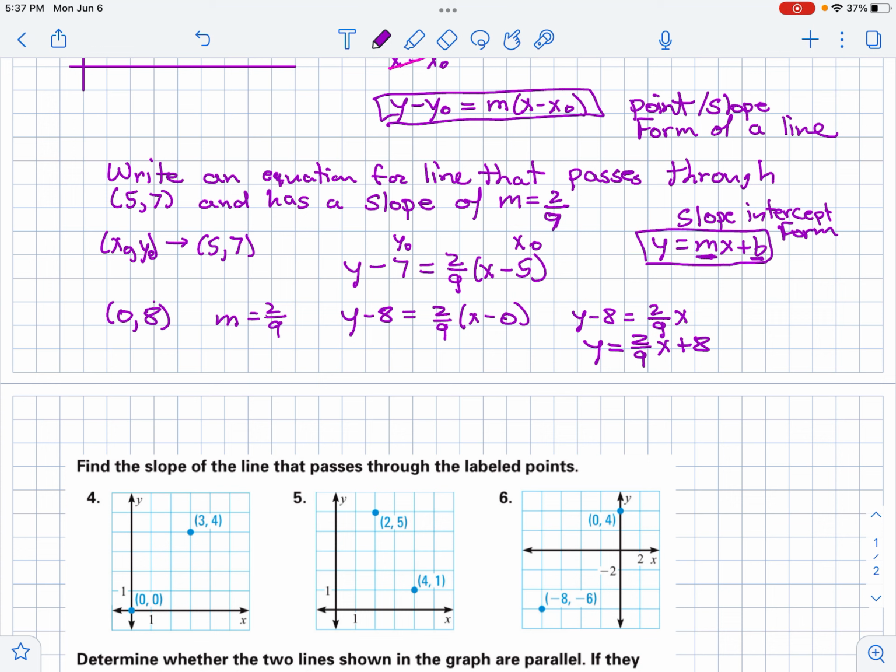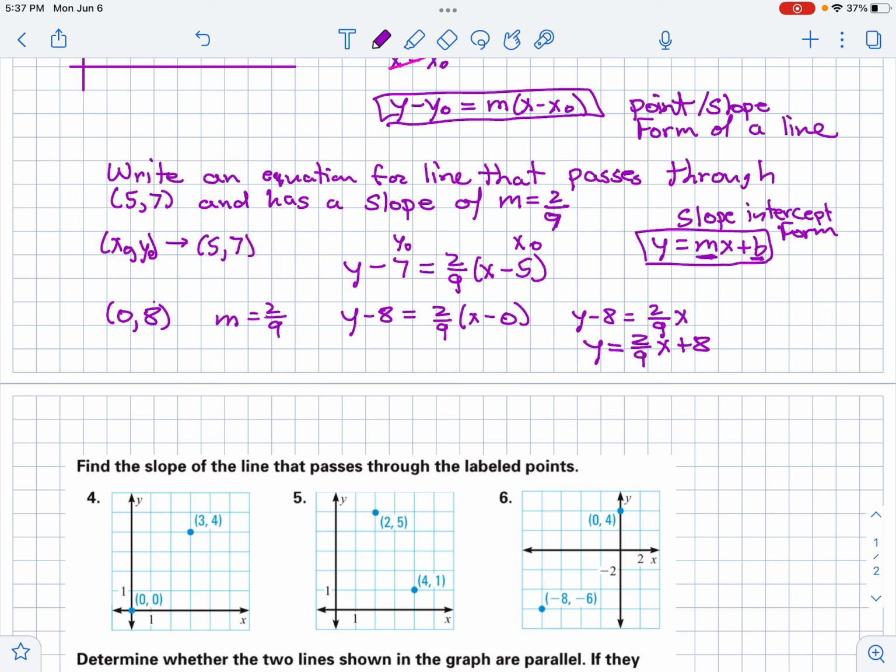Well, I need to solve for y. So I get y minus 7 equals negative 5/3 x plus 5/3. See, I just distribute it. Now, if I add 7, I need to add this fraction, of course, but you can see I've about got it. So let me go ahead and finish it up.